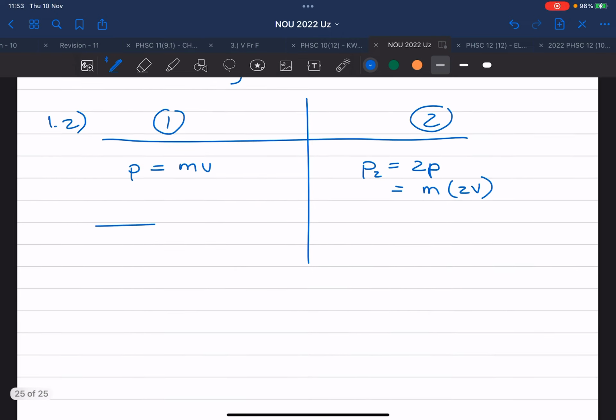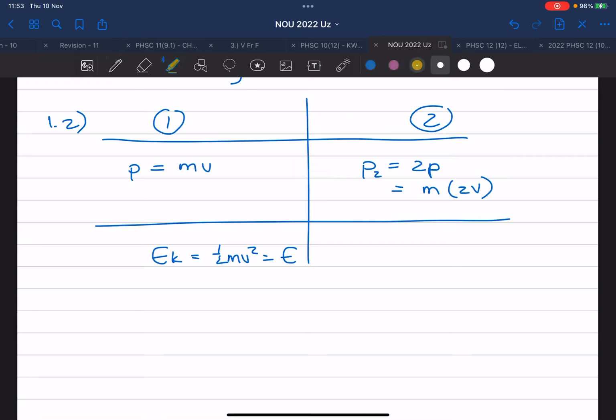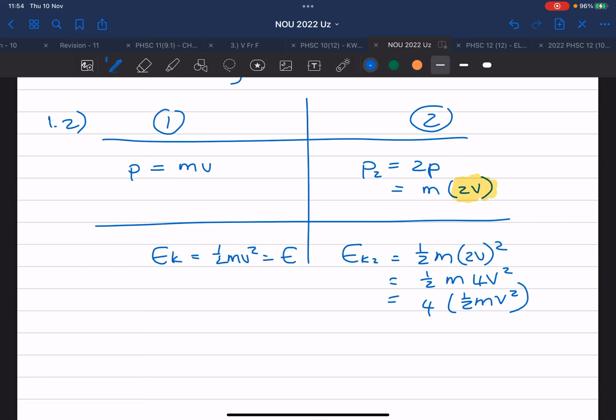Sure. Now I'm going to look at the energy. They say in the first scenario, the kinetic energy, a half mv squared, is E. Now they ask, what will happen to the kinetic energy afterwards? What changed? The velocity doubled. So the second kinetic energy is a half, the mass is the same, the velocity doubled, or no, the whole thing is squared. And that gives you a half times 4, squared. And that gives you 4 times a half mv squared. Why do I not multiply the 4 with the half? Why do I not multiply that with one another? Because I want that and that to look the same, because that is equal to E. So then I can say it is 4E. And so the answer comes.